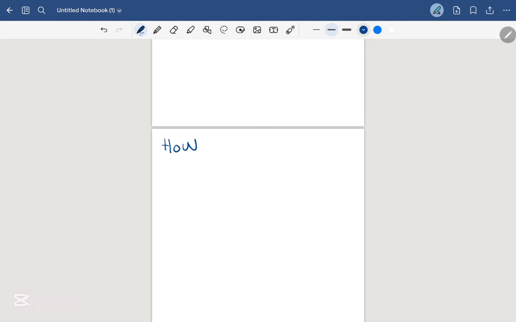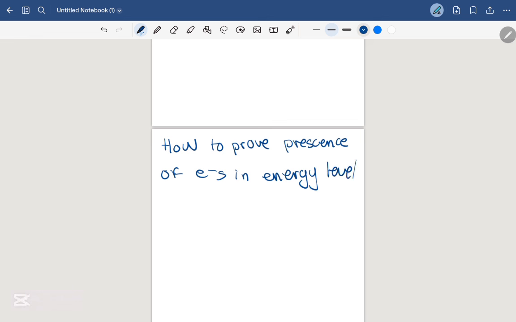So how to prove presence of electrons in energy level. So very simply, let's take a break for a second. Take a clear ruler, take your phones, or a flashlight if you have anything. I'm gonna take my phone. I will turn it on, and I will take my ruler.